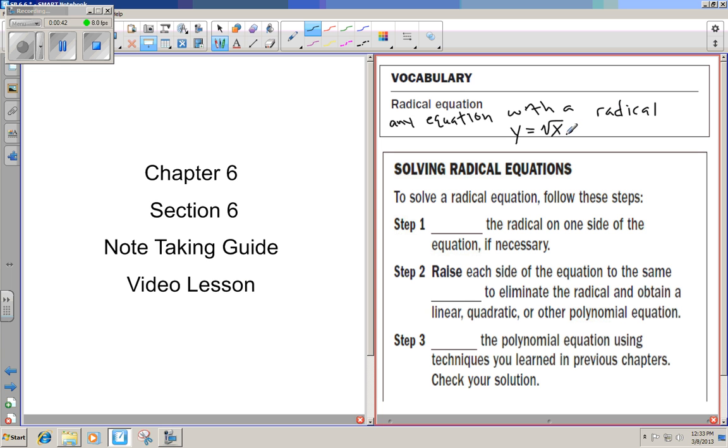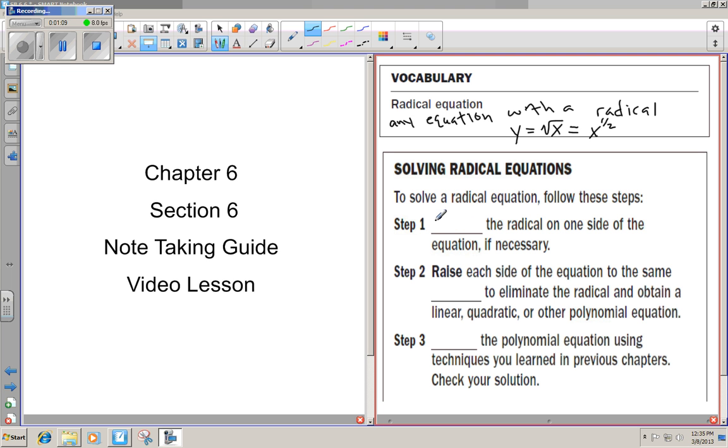You also have to remember that radical equations can be written with rational exponents. So this could be x to the 1/2. So the definition: an equation with a radical, that also should be an equation with a fraction exponent. And it comes in 3 steps.